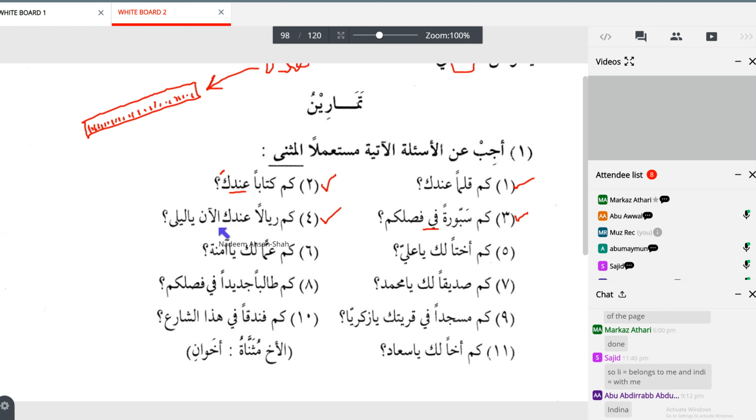Now I need to know whether you grasp that rule of the ya and nida. So yeah, I need to hear a dhamma there. Ya Ali.